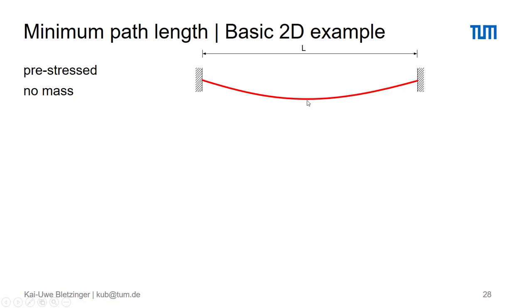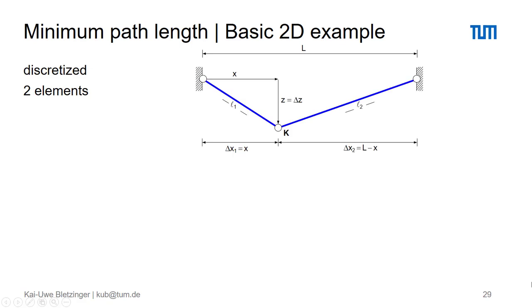Without mass. And it's clear what is the solution. That's exactly this one here. If we pre-stress this cable and there's no self-weight, then we receive this ideal straight line. And let's now model that. And we have the data. The distance should be capital L. And we model it with two elements, as we did before. We have link number 1, link number 2, and the node in between, which we call K, and the two free variables, that's the horizontal coordinate X and the vertical coordinate Z.